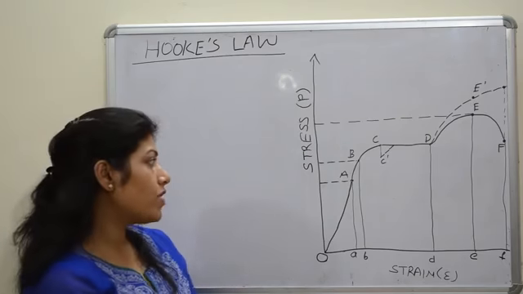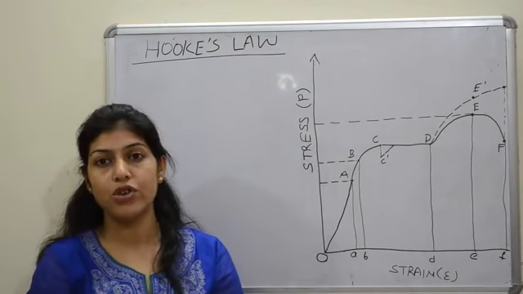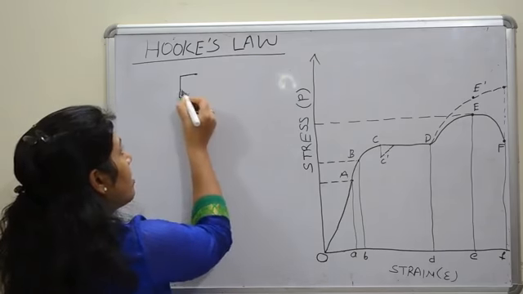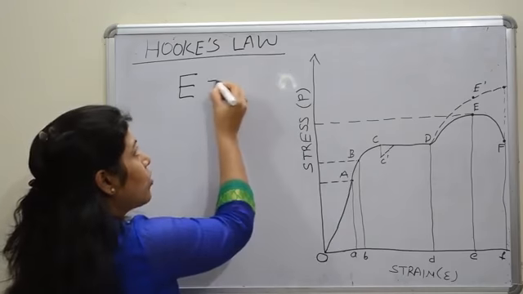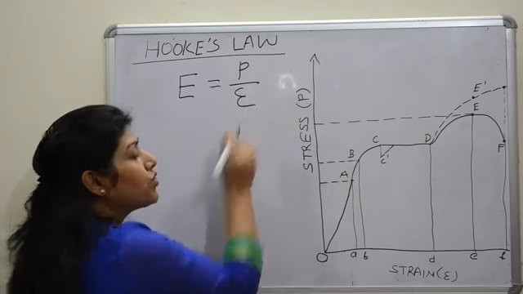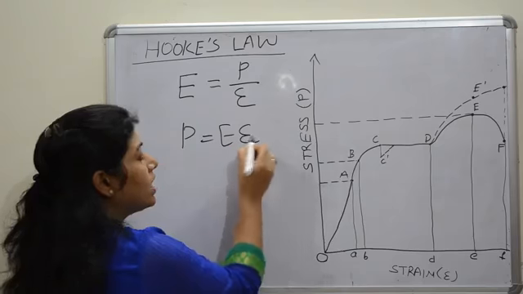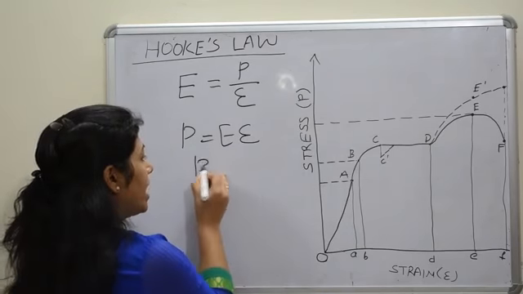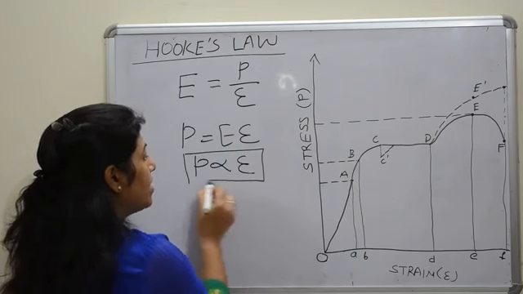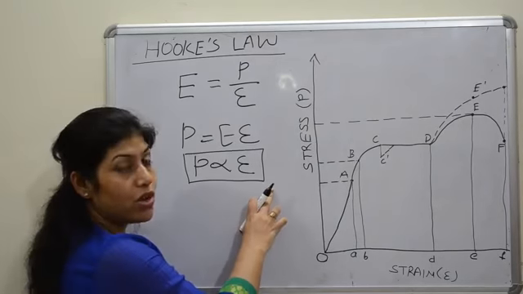So the slope of this stress strain diagram OA is generally known as the modulus of elasticity. The modulus of elasticity is generally denoted by capital E. This is the slope of the stress strain diagram, so this will be the ratio of stress by strain. We can write stress equals E into epsilon. Here we can also write stress is proportional to strain, because E is a constant. So we can write stress is proportional to strain.